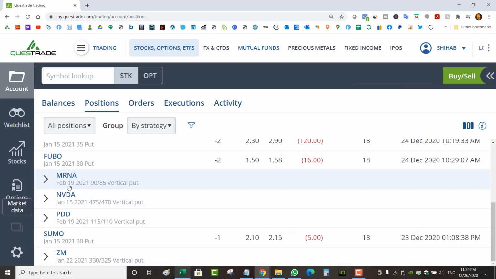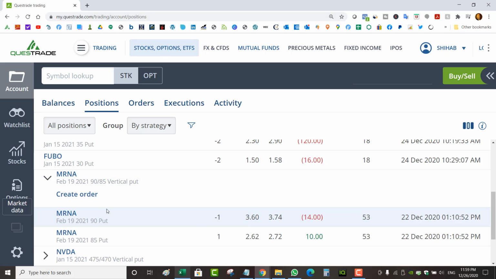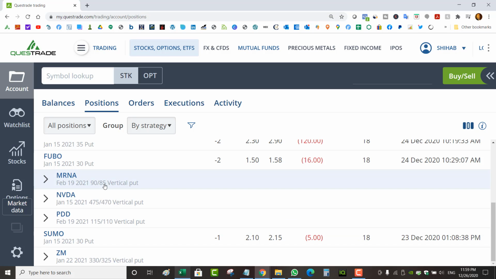I've got a Moderna put spread, February 19 expiry as well, 90 strike. So once again, I win on this trade as long as Moderna stays above 90 by February 19. I collected 98 cents, so $98.